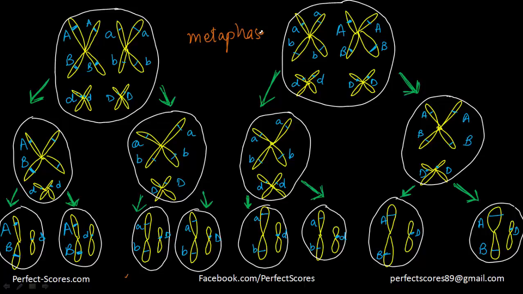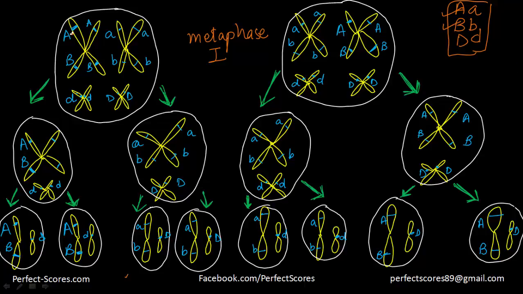So we have considered two genes, A, B, and D. The small letters are the recessive forms. Capital A, capital B, and capital D are the dominant forms. So why I've drawn this complicated diagram is to show you how the linked genes work. And in this case, A and B genes, these are linked.